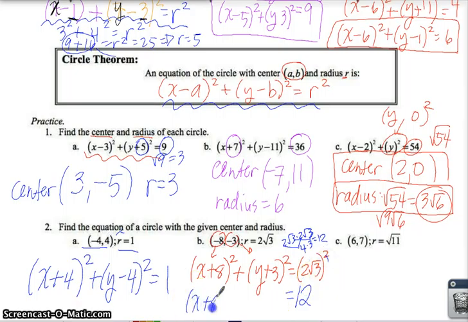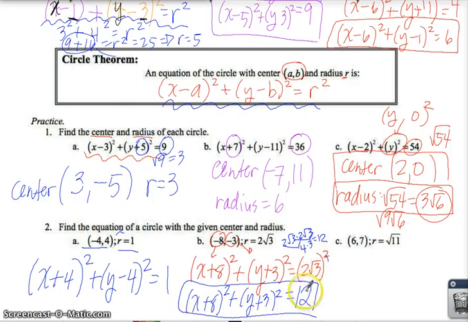So my more nicely written equation is this right here: (x + 8) squared plus (y + 3) squared equals 12. So we're looking for simplification of your radius when possible. You shouldn't just put r squared in there, you should actually calculate what that is. And your final problem should look like this.